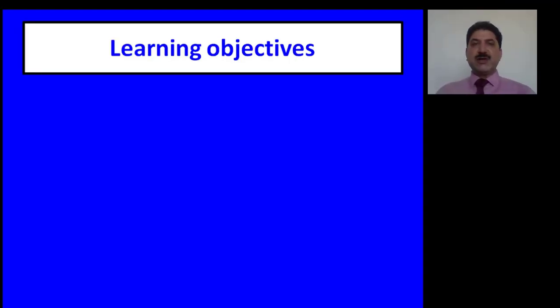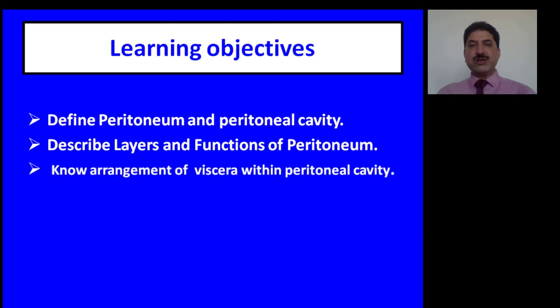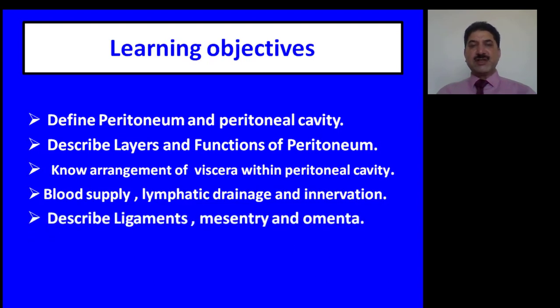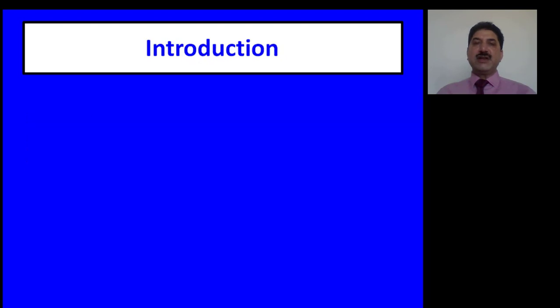Learning objectives for my today's class are: at the end of this session, students should be able to define peritoneum and peritoneal cavity. They should be able to describe layers and functions of peritoneum. They should also know arrangement of viscera within peritoneal cavity. Blood supply, lymphatic drainage, and innervation of peritoneum will also be discussed in this session. They should be able to describe ligaments, mesentery, and omentum. MCQ type questions will be given at the end of this session for revision and assessment.